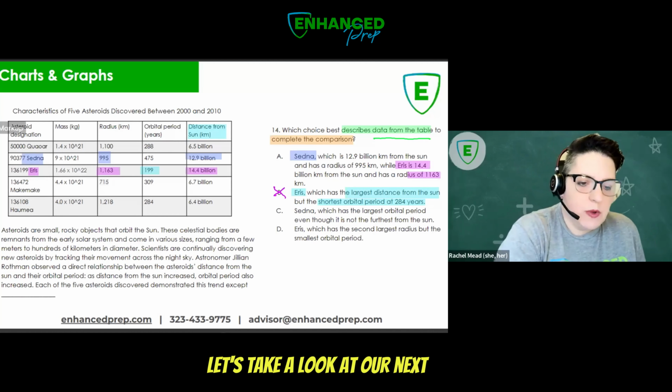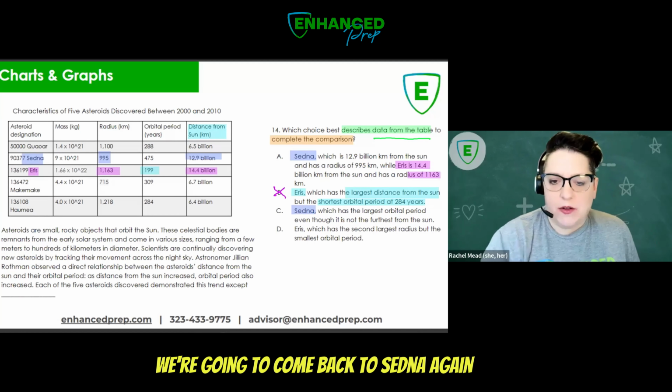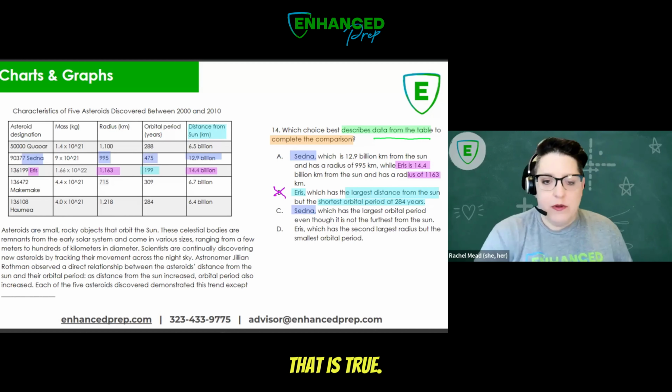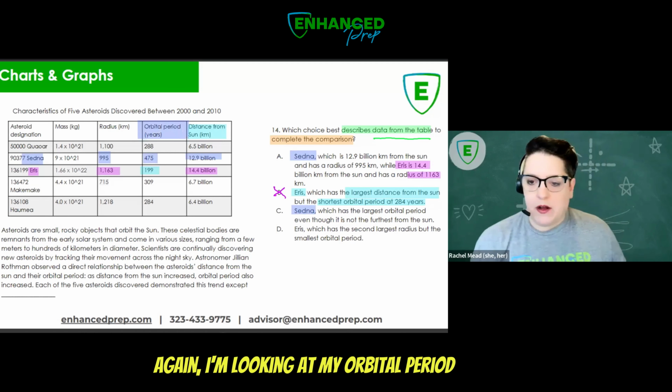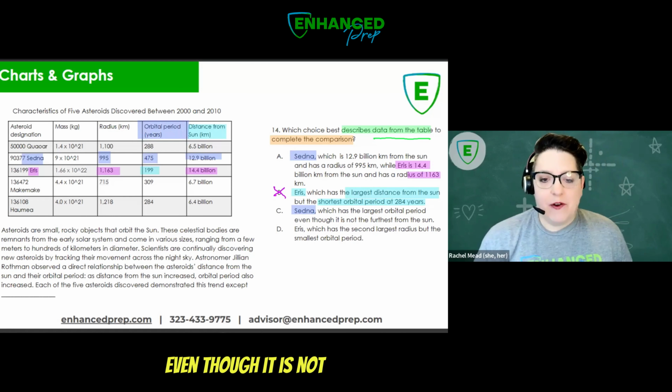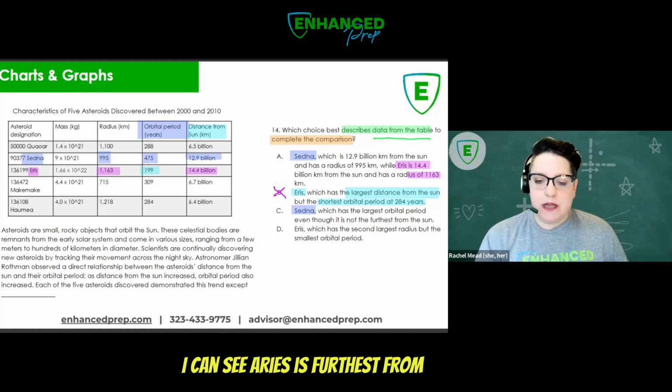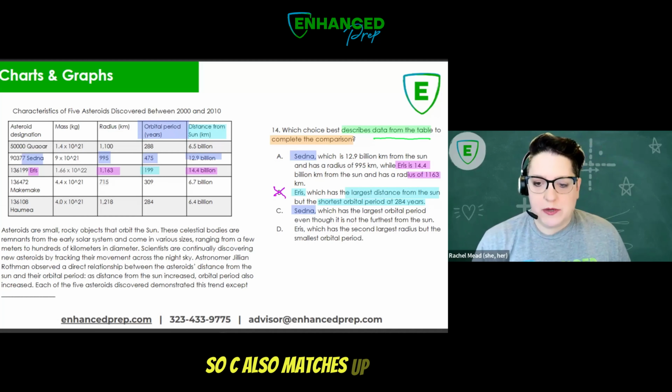Let's take a look at our next one. We're going to come back to Sedna again here. It has the largest orbital period. That is true. Again, I'm looking at my orbital period column here. Even though it is not furthest from the sun, that is also true. I can see Aries is furthest from the sun. So C also matches up to my table.